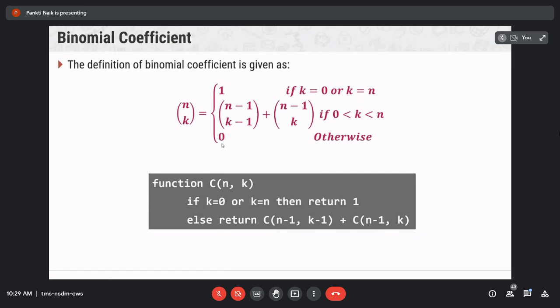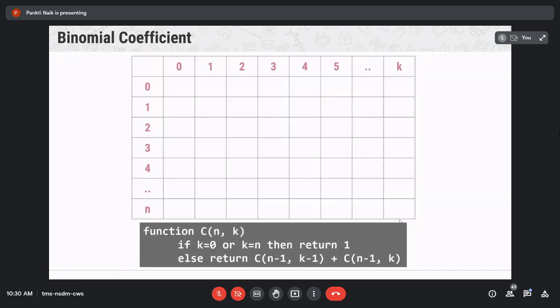Function C of n comma k: if k is equal to 0 or k is equal to n, then return 1. Else return C of n minus 1 comma k minus 1 plus C of n minus 1 comma k. So this is the equation to find the binomial coefficient.